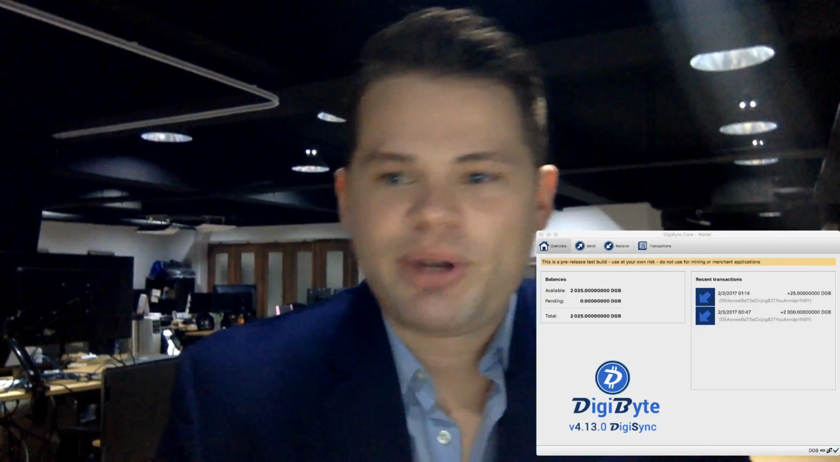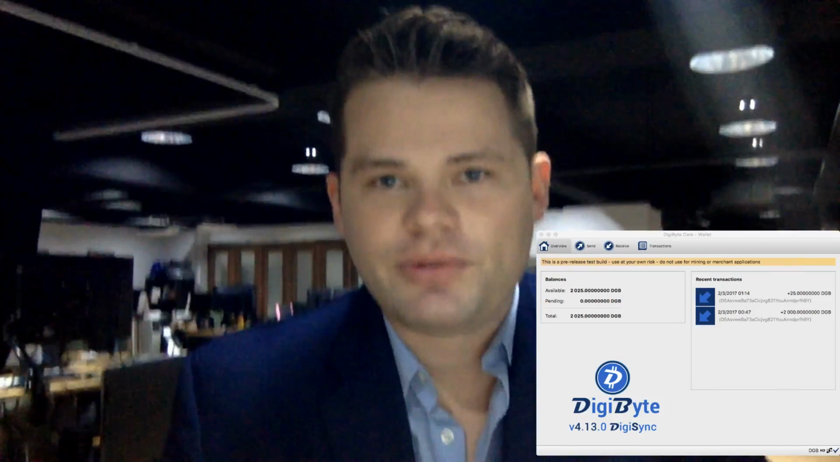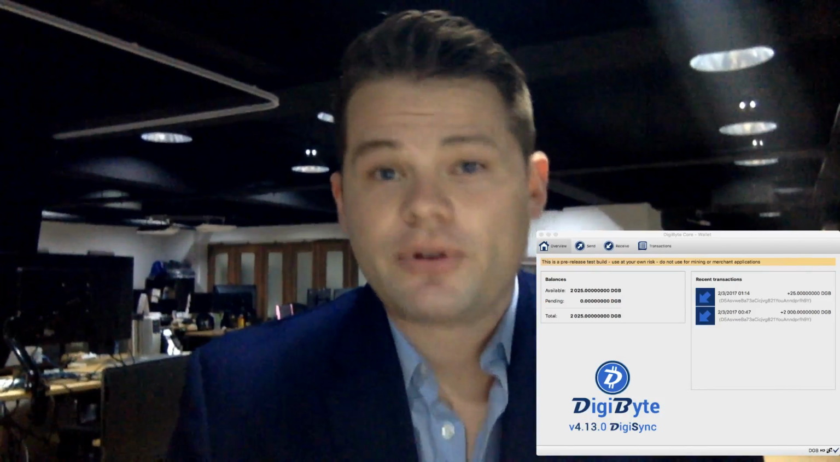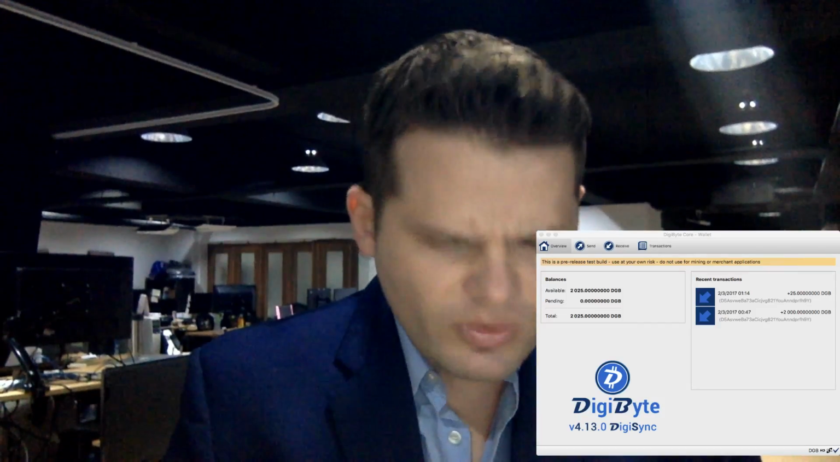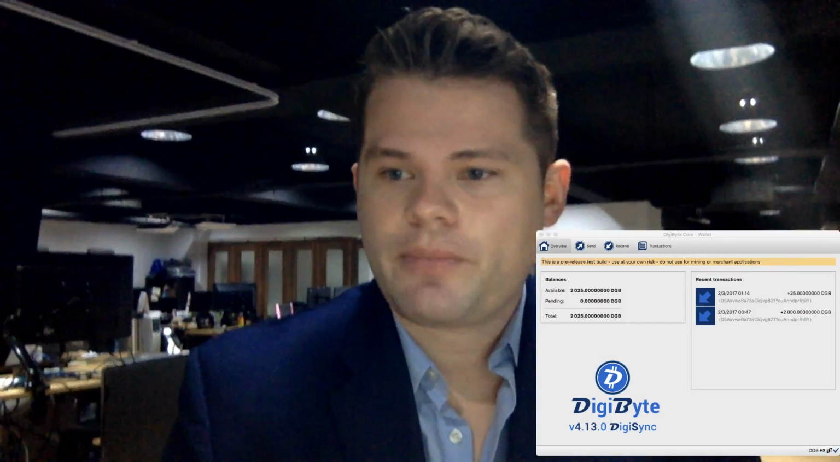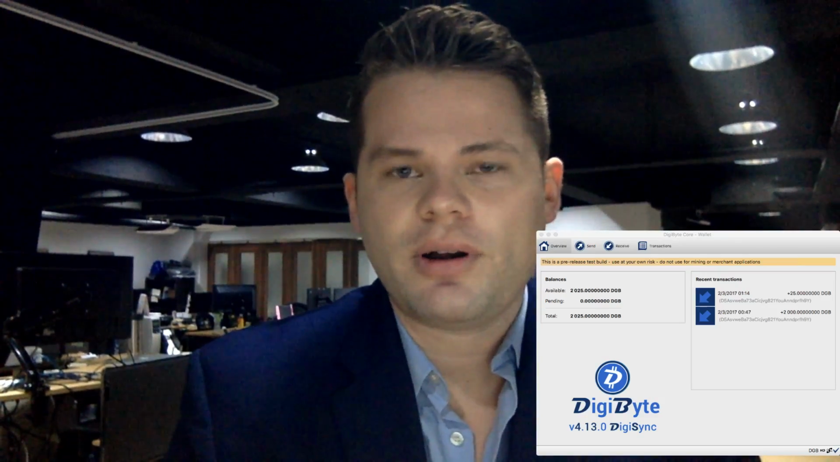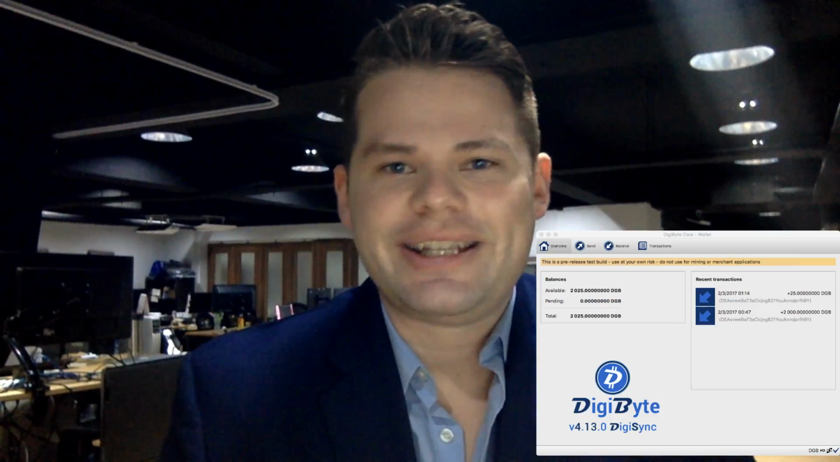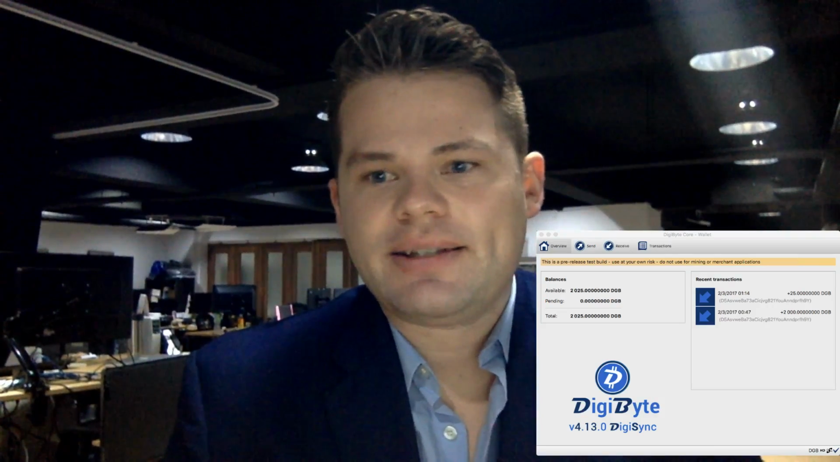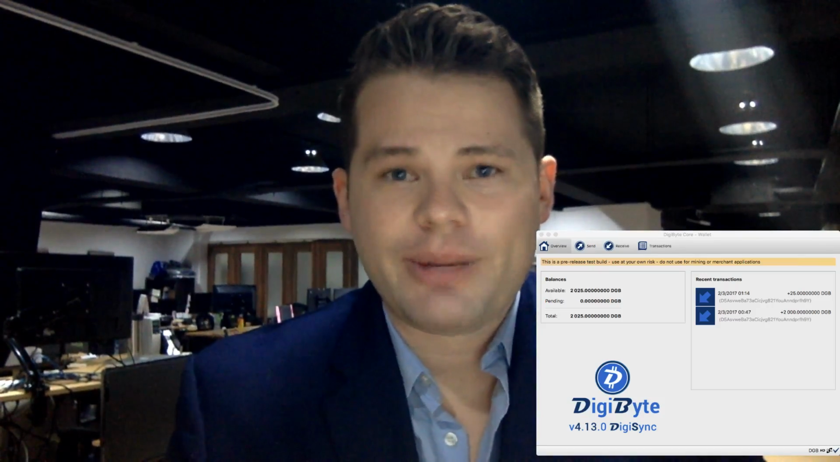While that's happening, I'd like to talk a little bit about the protocol changes behind version 4.13. There's a boatload of changes occurring. One of the first things you'll notice down here in the lower right-hand corner is a little HD. What that means is the core wallets that you download will now be deterministic.